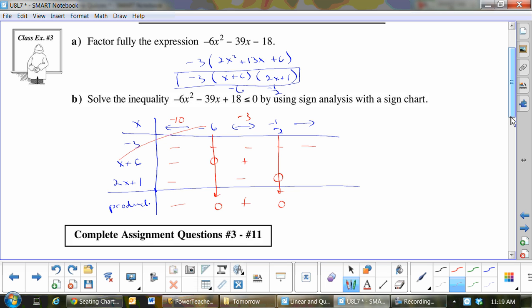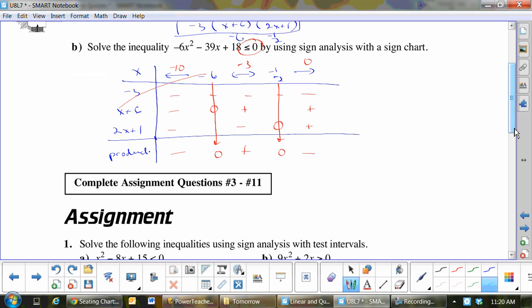Last one. Give me an interval greater than negative 1/2. 0. Or test, I should say. 0 plus 6 is 6, which is a positive. And 2 times 0 plus 1 is a positive. So a negative times a positive is a negative. Now, this is asking me for when is it less than or equal to 0? Less than or equal to 0 would be here and here, correct?